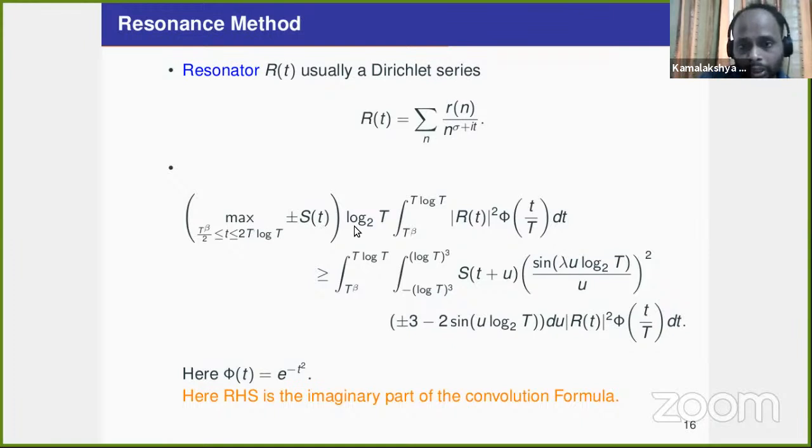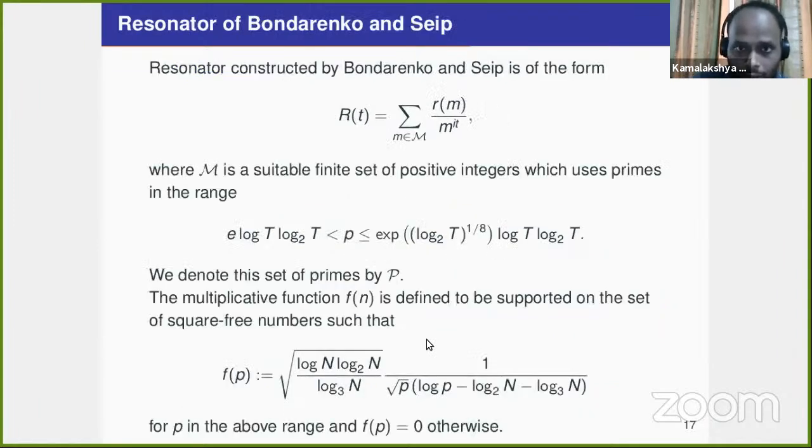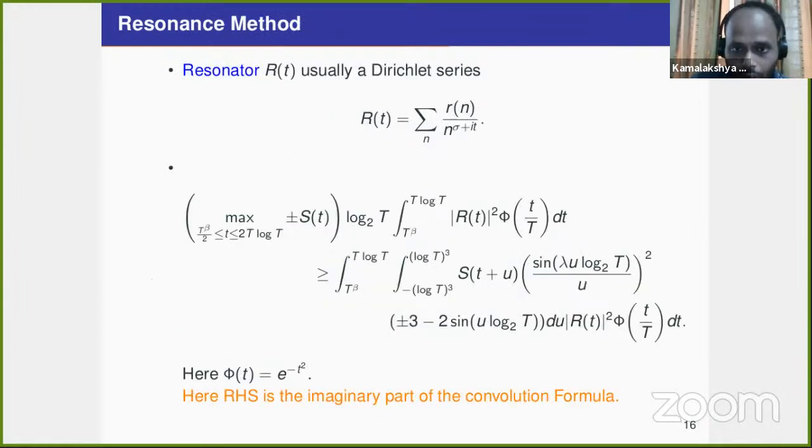So what do we need to find? We need to find a lower bound for the right hand side, and an upper bound of this integration of R of t squared phi t dt, and then we'll divide both of these, and we'll get this maximum of plus minus S of t. Okay, and how do we find the lower bound of this S of t plus u? For that, we'll use our convolution formula. We know that this convolution formula over here has a Dirichlet series expansion. So let's see that.